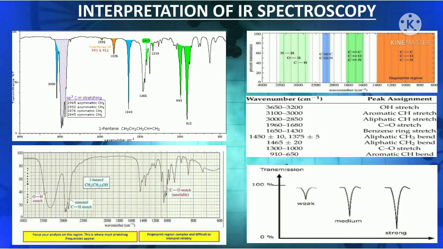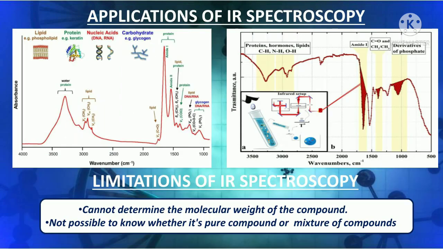Even in an IR band, there is a strong band, medium band, and weak band. As you can see, the strong band is covering most of the y-axis, the medium band is covering only half of the y-axis, whereas the weak band is covering only one third of the y-axis. In this way, you can say which IR band is strong.